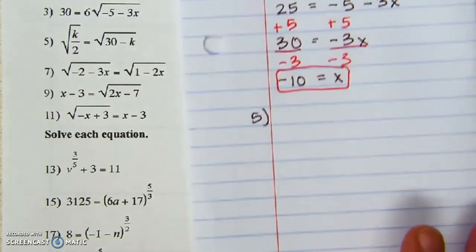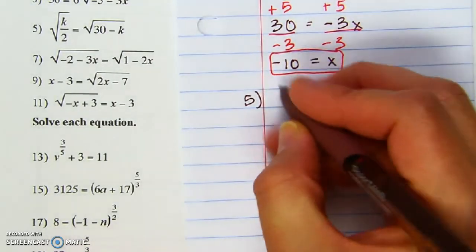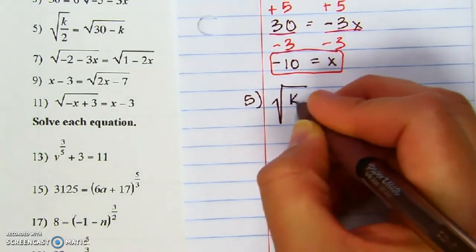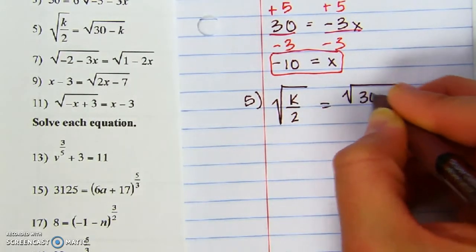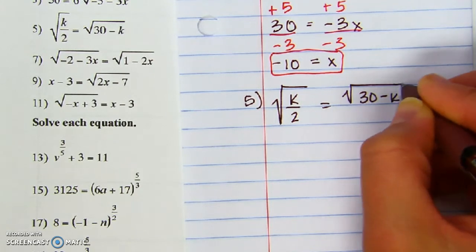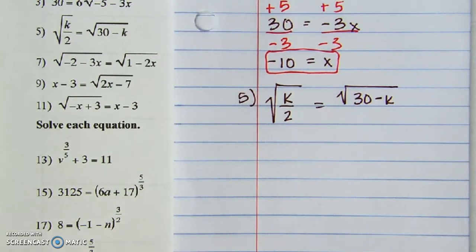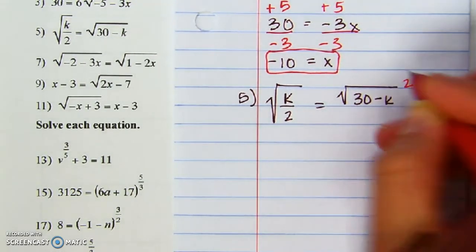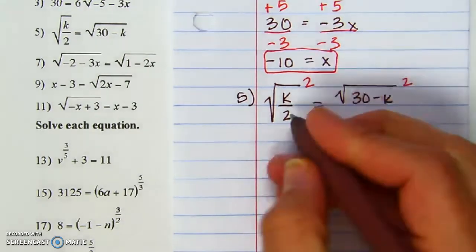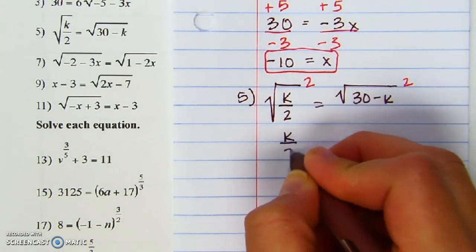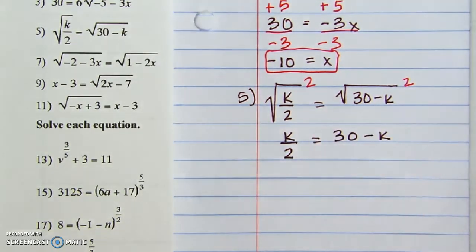Doing good on time. All right, on number 5, we have a square root equal to a square root. So if you think, how do I undo a square root? What's the inverse of a square root? Well, it's to square both sides. What happens when you square both sides? Both square roots cancel, and you're left with k divided by 2. You're left with just the inside equals the inside.